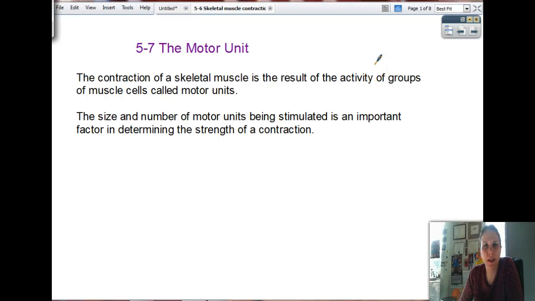Hey there, this is tonight's notes 5-7, which is titled the motor unit. We've taken a look at how an axon affects one single muscle fiber. So now we're going to take a look at what happens when several axons jump in and affect several muscle fibers. So the contraction of a skeletal muscle is the result of the activity of groups of muscle cells called motor units. The size and number of motor units being stimulated is an important factor in determining the strength of a contraction. So this is just kind of like an intro into the section.